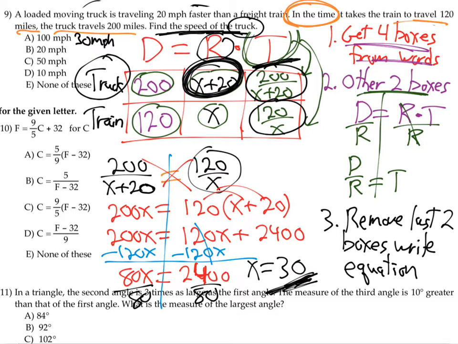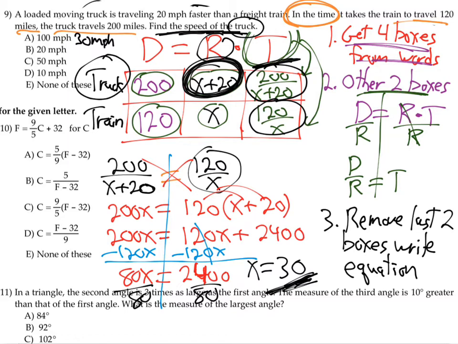You can give them the distance, rate, or time of the truck, or the distance, rate, or time of the train by just plugging in X. Now the mystery's over. X is 30. You can plug that X 30 in anywhere and give them anything they want. But then you got to make sure you give them what they want. What are they asking for?